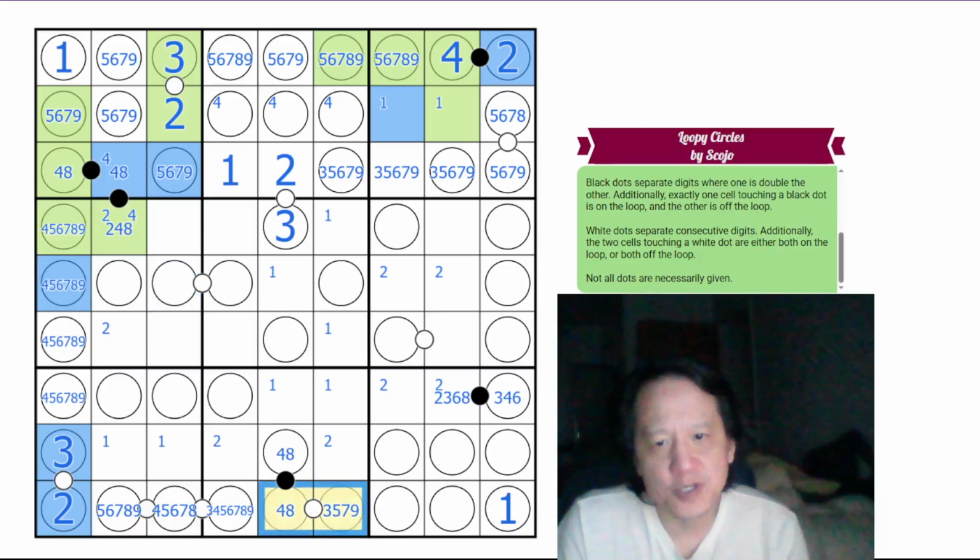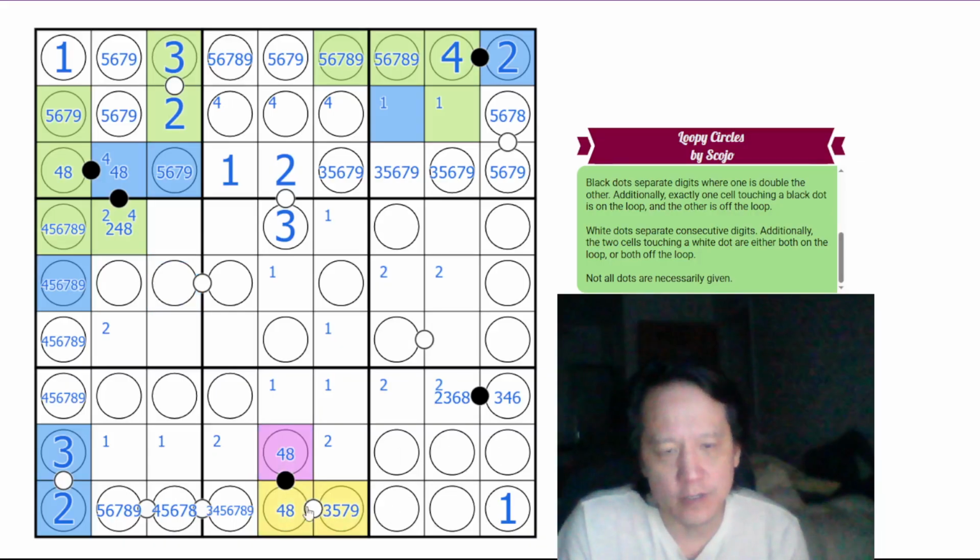These are both the same set. This is a different one. So these are both either on the loop or they're both off the loop.